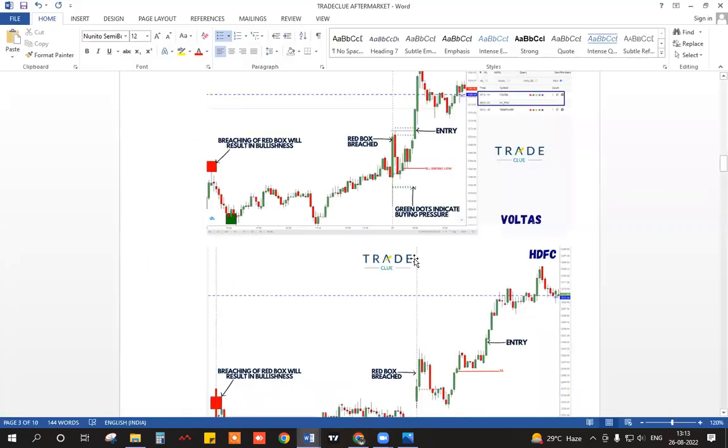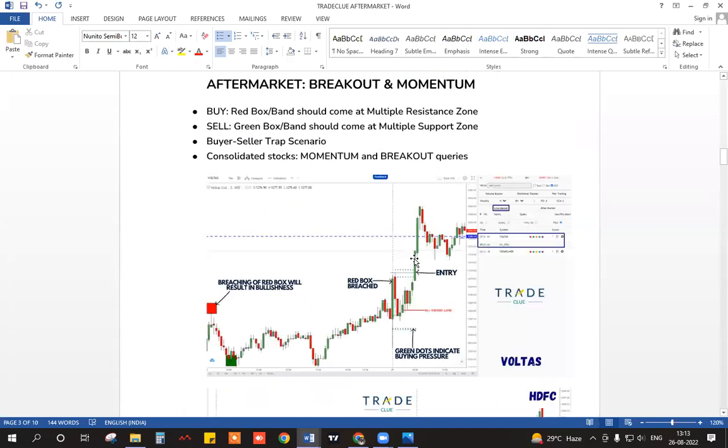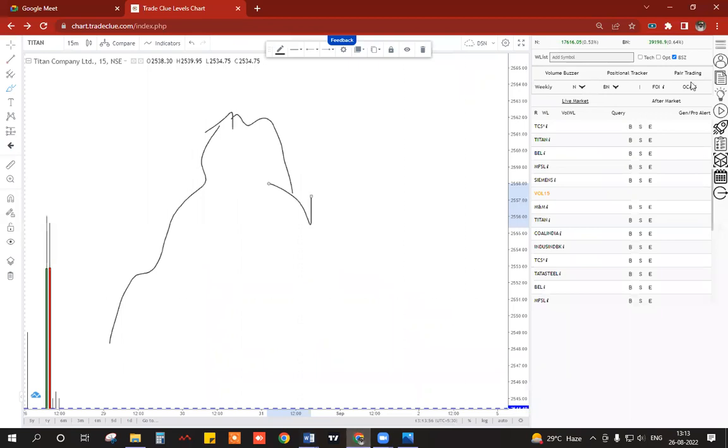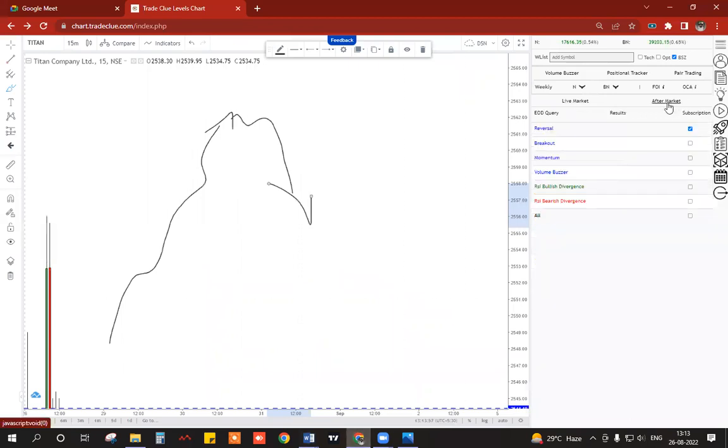Okay, so coming on to our document. First we will check the aftermarket breakout and momentum. In breakout, as I said, we need what? Sideways movement in our breakout scenarios, right? So the first thing is I need to understand from where I will get these breakout stocks. I'll be getting breakout stocks from aftermarket. I need to select aftermarket.